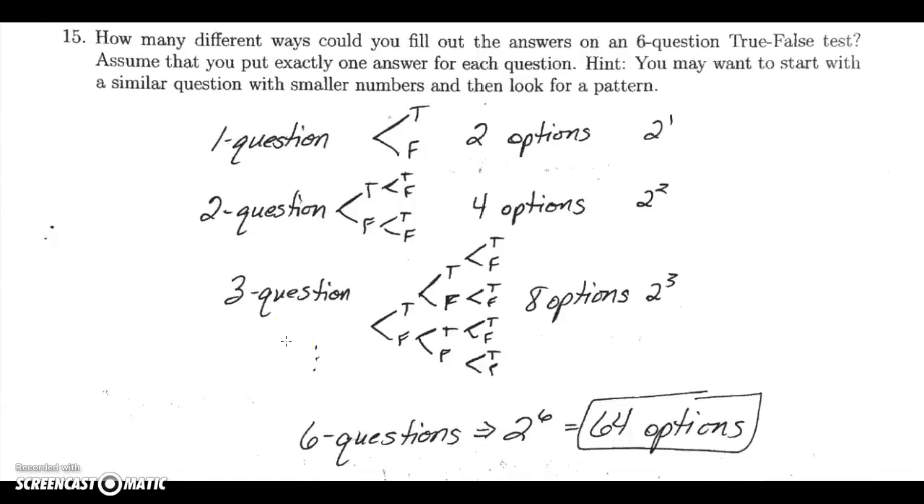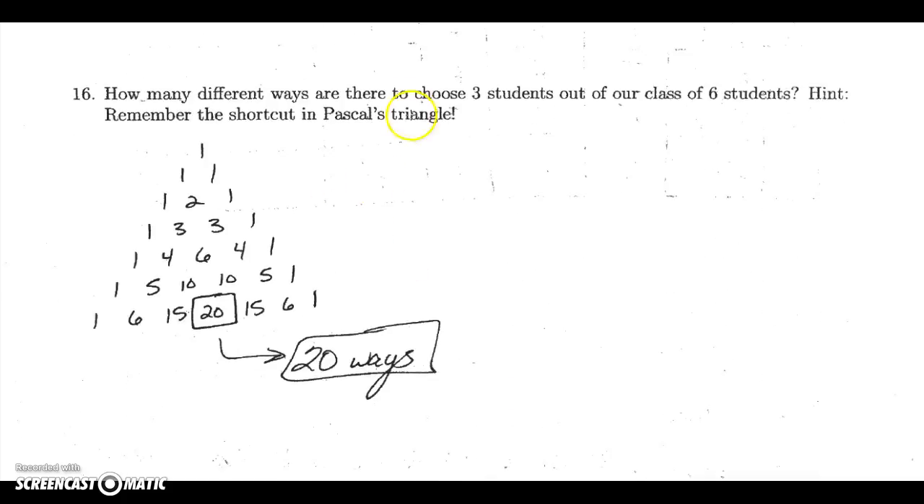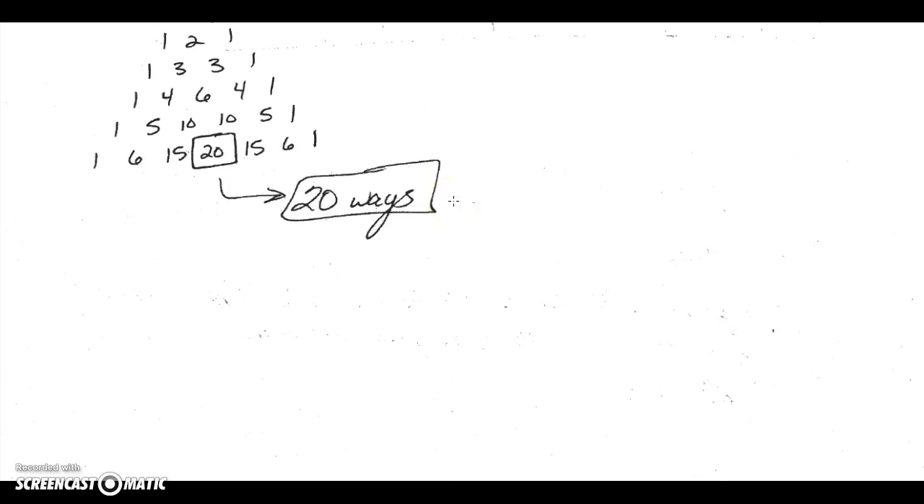Okay, how many different ways to fill out answers on a 6-question true false? Set up a tree, you could look for a pattern, use simpler, however you want to solve it. Basically, in a 1 question, there would have been true, false, 2 options. Every time you add another question, you're basically multiplying by 2, so you're raising it by a power of 2. With 6 questions, you'd have 2 to the 6 options. And we did not talk about Pascal's triangles, so let's skip that one.